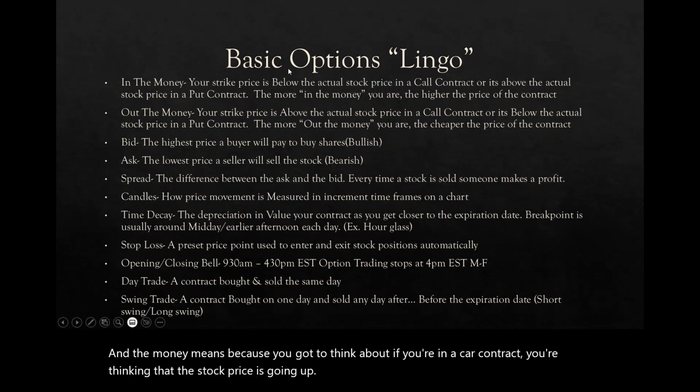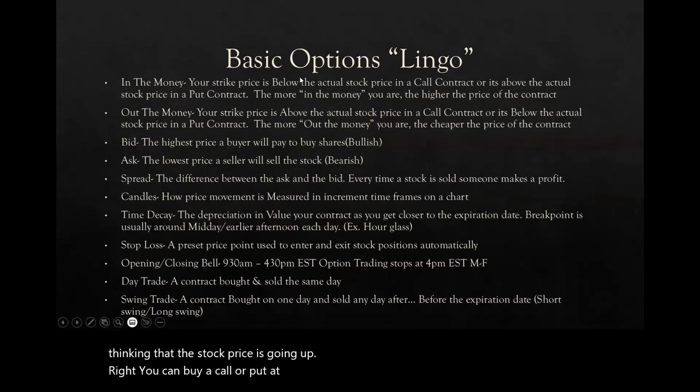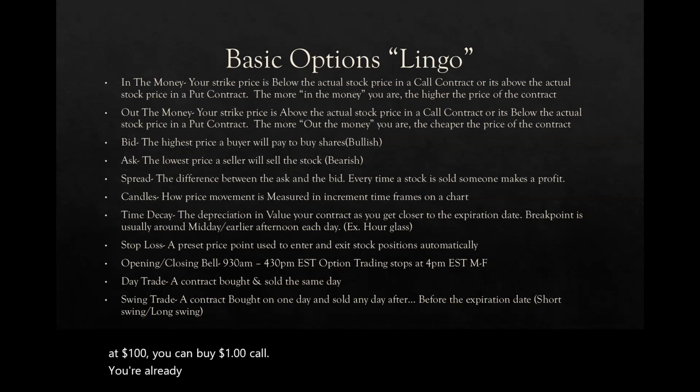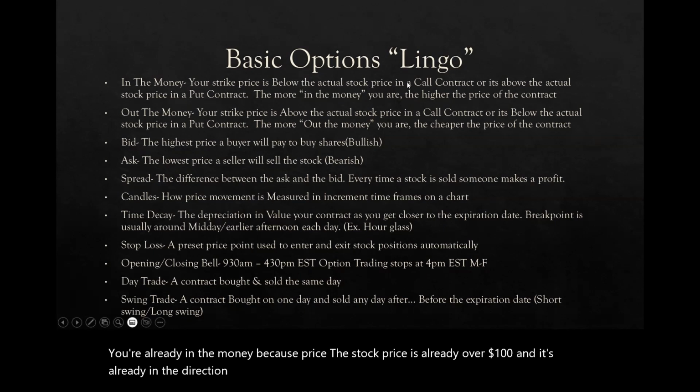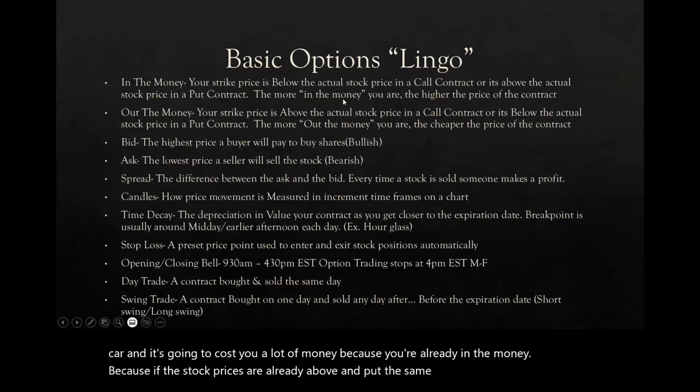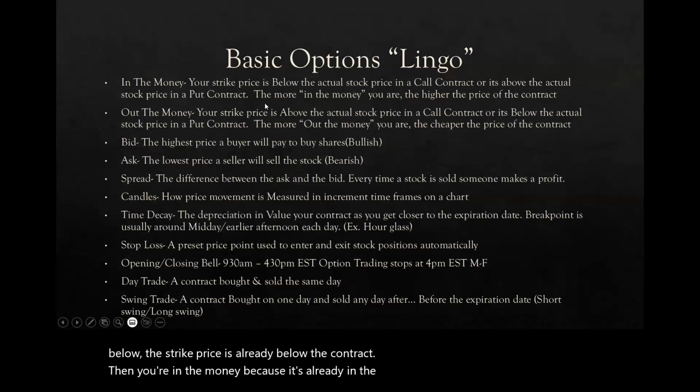You can buy a call or put at any strike price. So if the stock price is trading at $100, you can buy a $1 call. You're already in the money because the stock price is already over $1, and it's already in the direction that you want it to go. If you buy a $100 call, it's going to cost you a lot of money because you're already in the money, because the stock price is already above. And put the same way: if the stock price is already below the strike price of the contract, then you're in the money because it's already in the position that you want. Does that make sense to everyone?